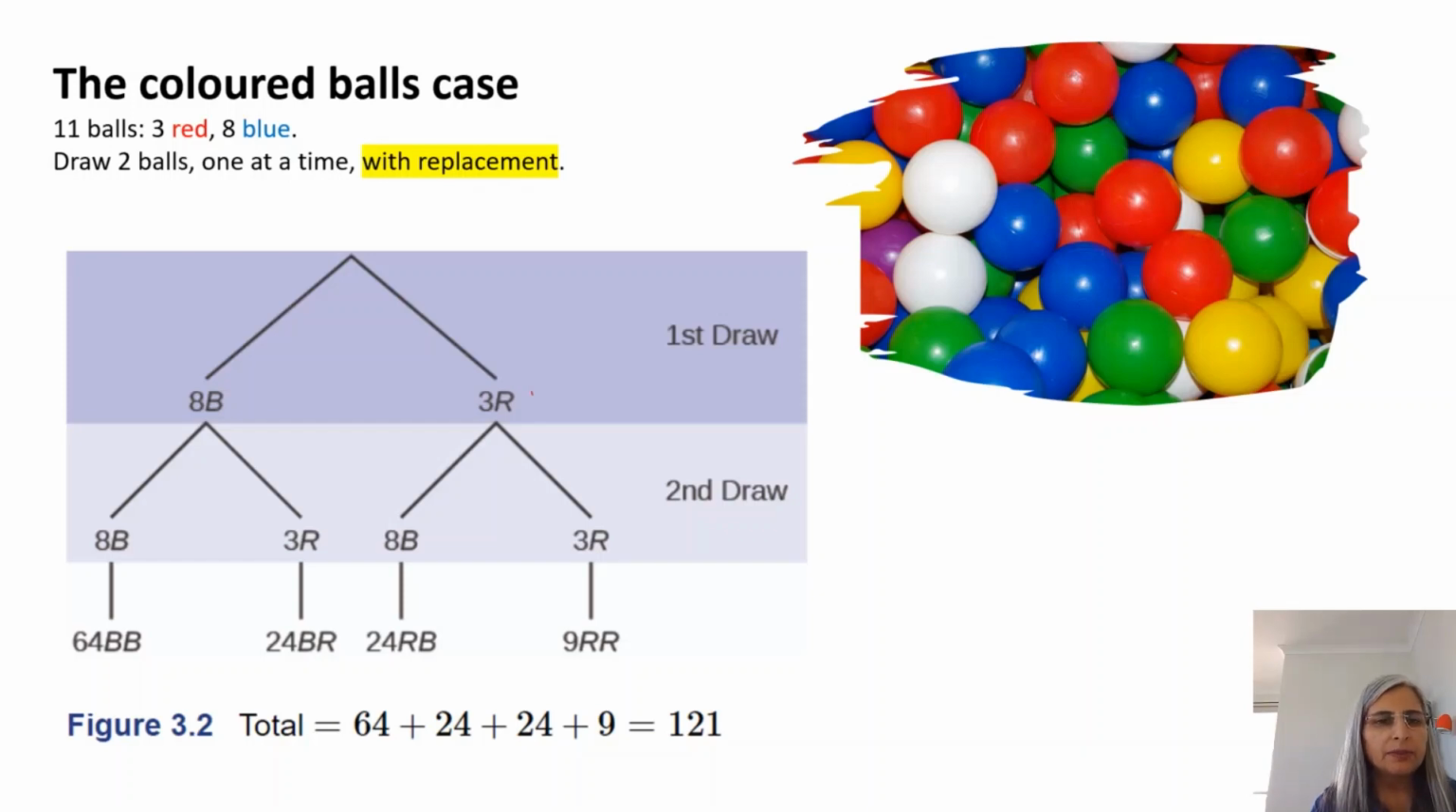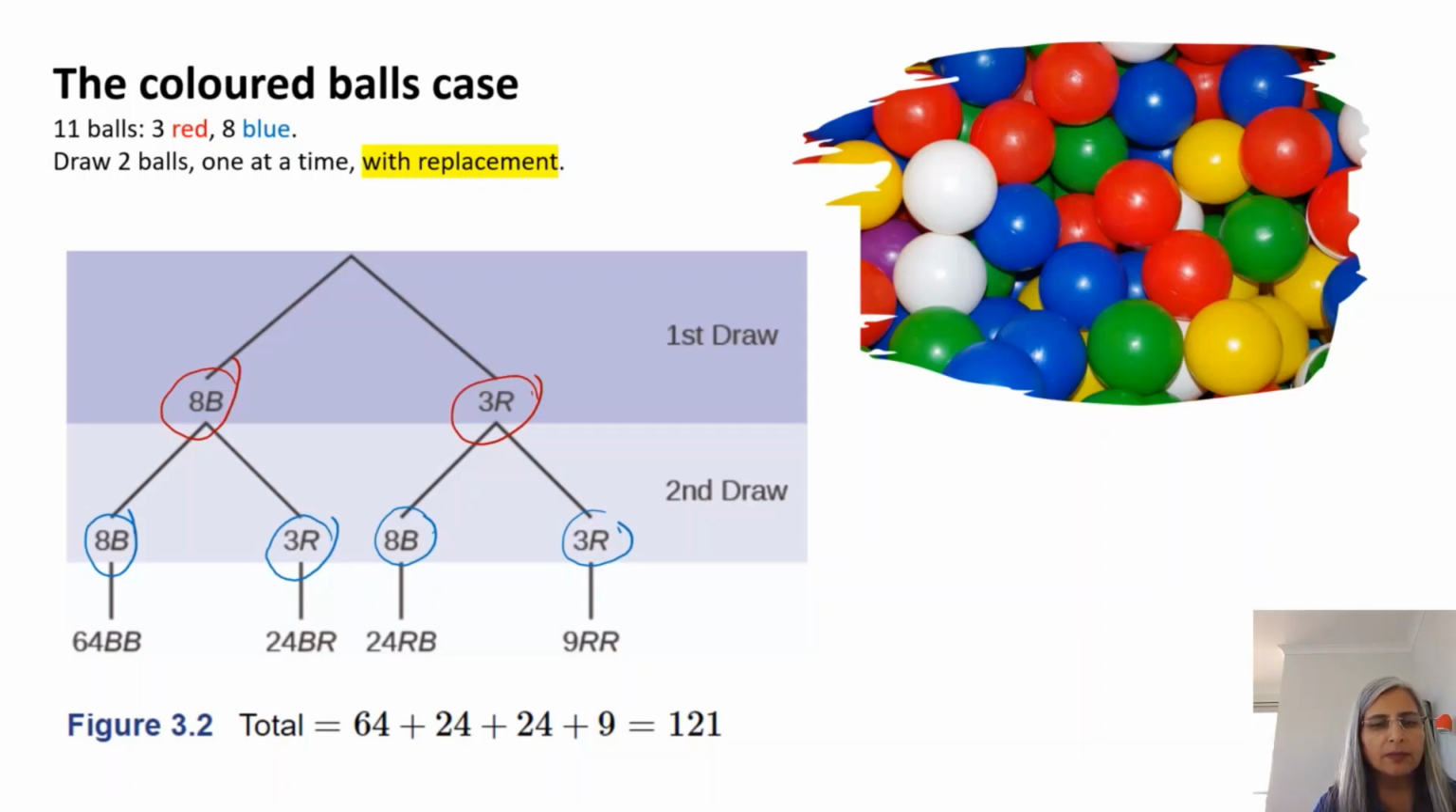We start with an example. We have 11 balls, 3 red and 8 blue, and we draw 2 balls, one at a time, with replacement, which means that when we pick a ball, we put it back and then we pick the second ball, which could be the first ball again. Okay, what happens in the first draw? The first draw would be either a blue ball out of 8 or a red ball out of 3, right? And the second choice could be a blue ball again out of 8, and it could be a red ball out of 3, which stays the same if a red ball is picked first.